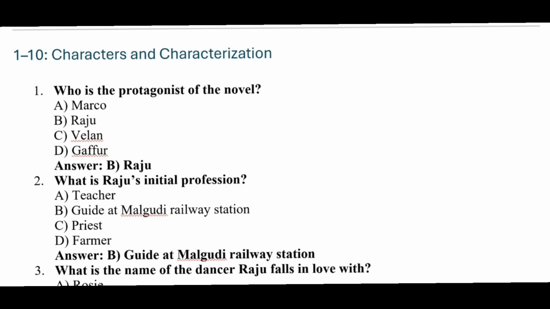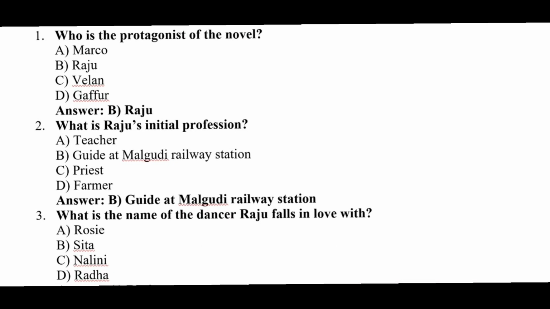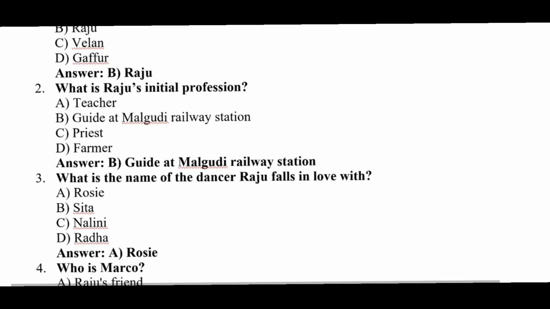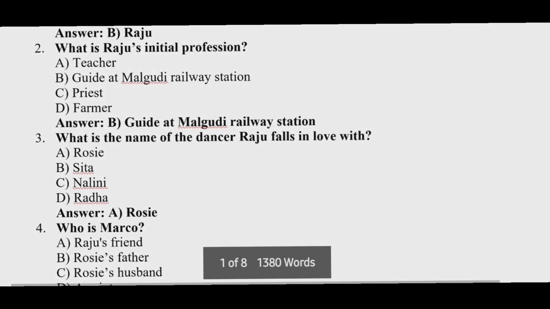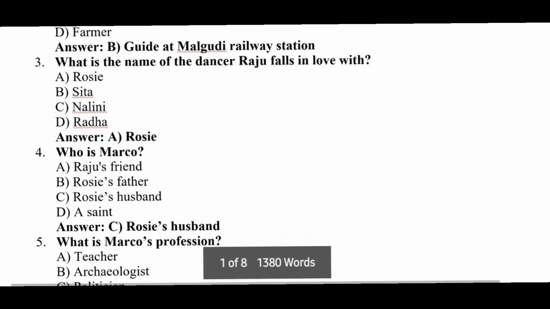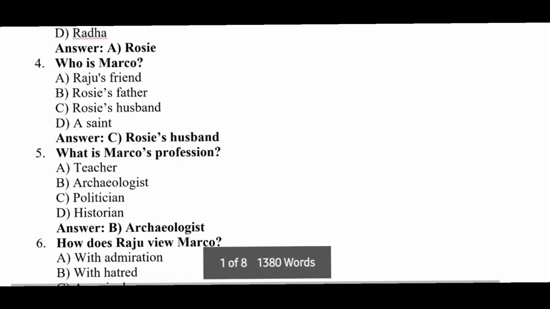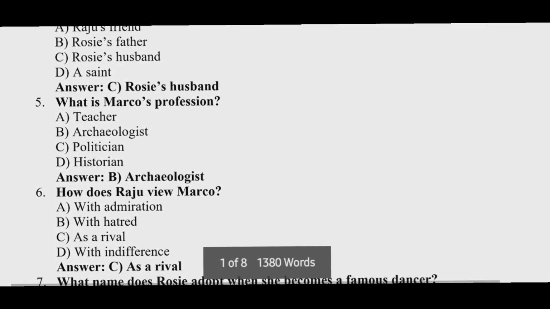Raju. What is Raju's initial profession? He is a guide at Malgudi railway station. What is the name of the dancer Raju falls in love with? It's Rosie. Who is Marco? He is Rosie's husband. What is Marco's profession? He is an archaeologist.